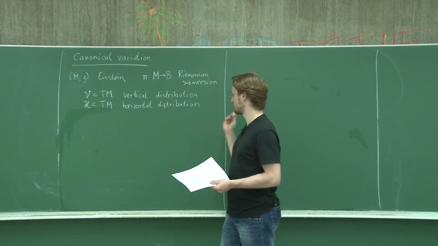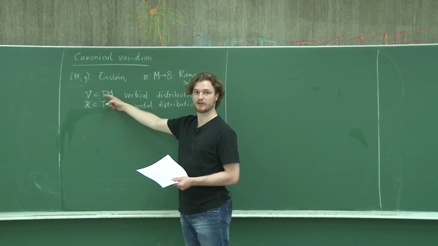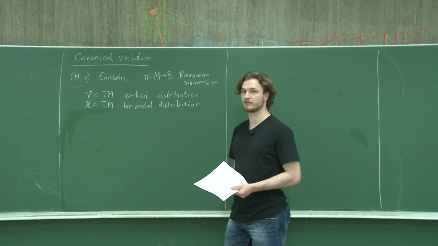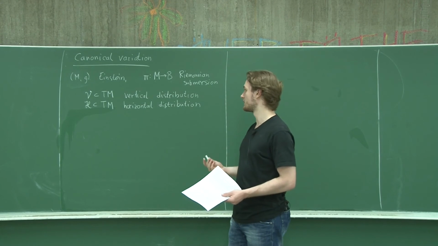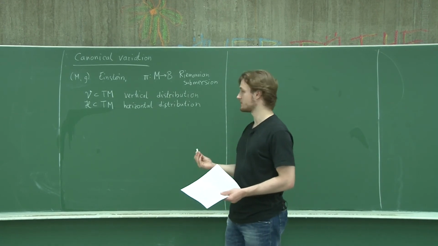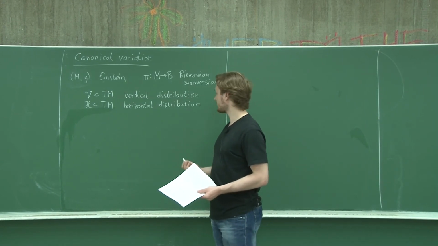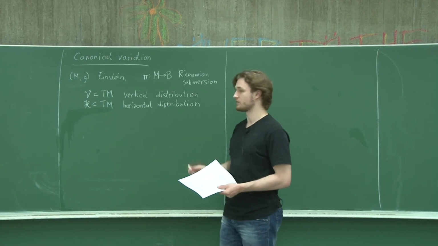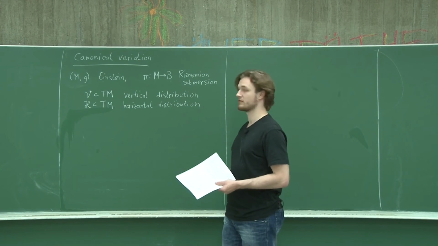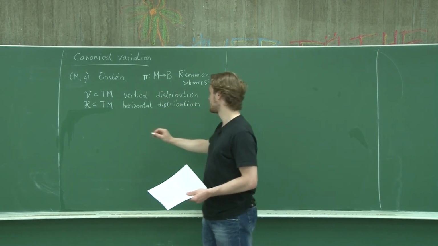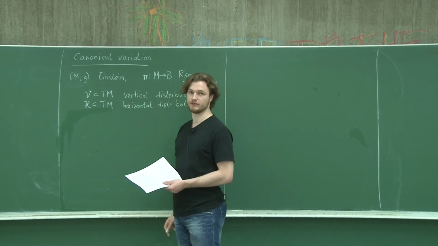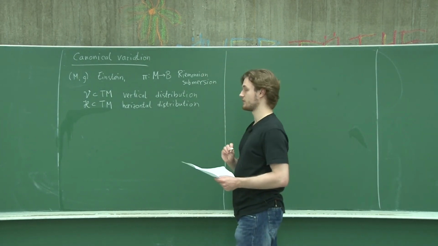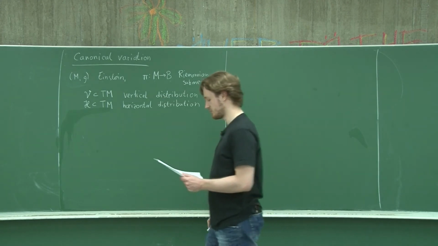What we define is the vertical distribution inside the tangent bundle of M. These are basically all the subspaces of the tangent spaces that are tangent to the fiber, so to the pre-images of points in B. And we take the orthogonal complement with respect to the metric G to obtain the horizontal distribution inside the tangent bundle. Now, the canonical variation of G is defined as follows.